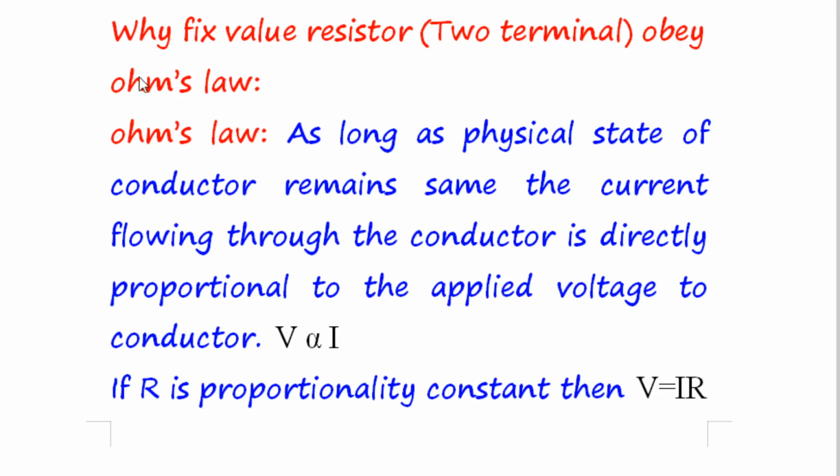So first of all, we'll study why a fixed value resistor. All of you know that a fixed value resistor is also called a two-terminal resistor. Why does a fixed value resistor, a two-terminal resistor, obey Ohm's law? This is our first target today, and then secondly we'll come to the PN junction diode. So first of all, let us try to understand what Ohm's law is.